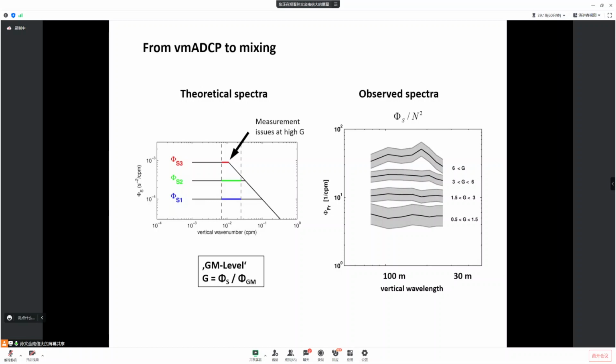And this is why I chose to define a Garrett-Monk level, so a shear spectral power measure that is easy to handle because the numbers are low. So it's just the multiple of the shear energy compared to the Garrett-Monk level. So G equal 1 just means shear spectral power on the Garrett-Monk level.